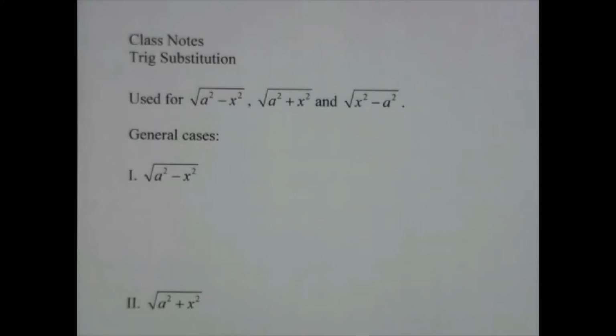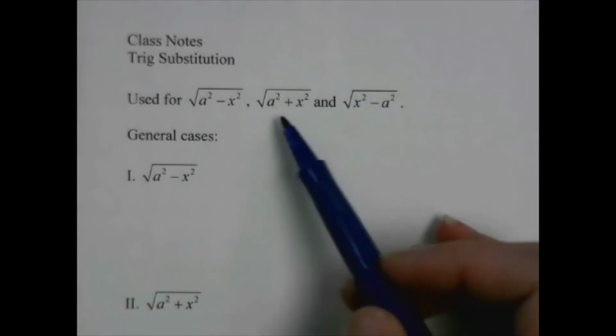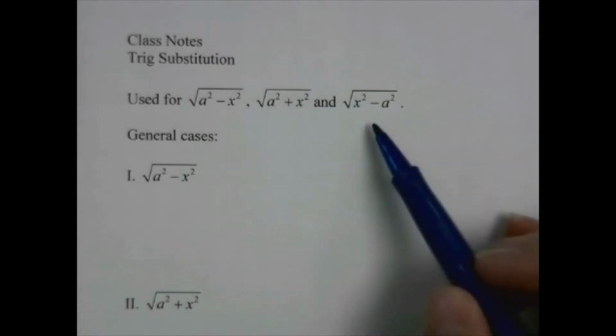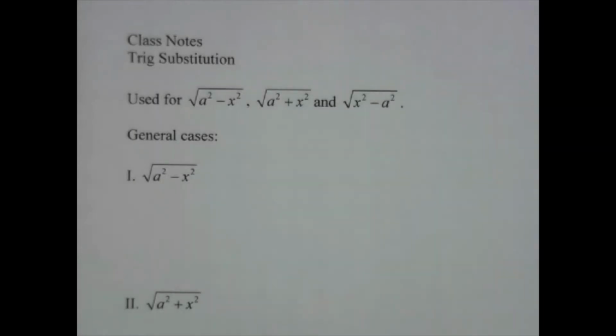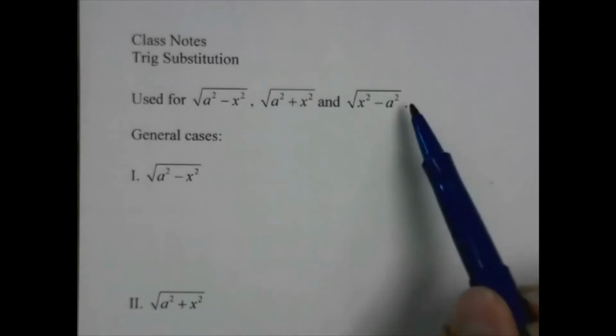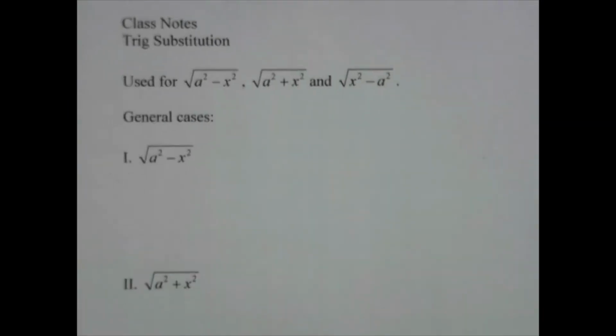Today's lesson is on trig substitution, and we use these in three cases. If we have the square root of a squared minus x squared, the square root of a squared plus x squared, and the square root of x squared minus a squared. So how I want you to think about this is as making a right triangle, and this, based on the Pythagorean theorem, is one of the sides.